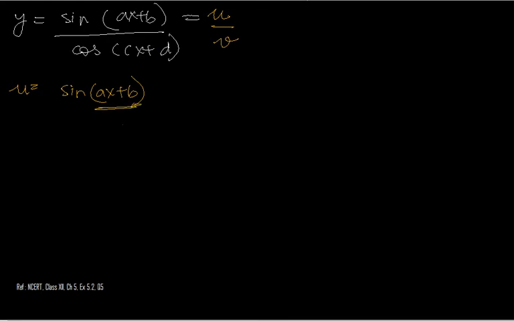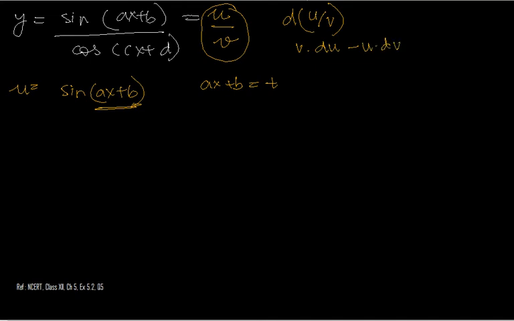Assuming ax plus b is equal to t. Actually, what you need to do is find out the derivative of u by v. So putting the quotient rule, what you need to do is v into derivative of u minus u into derivative of v upon v square. This is the derivative of this term.